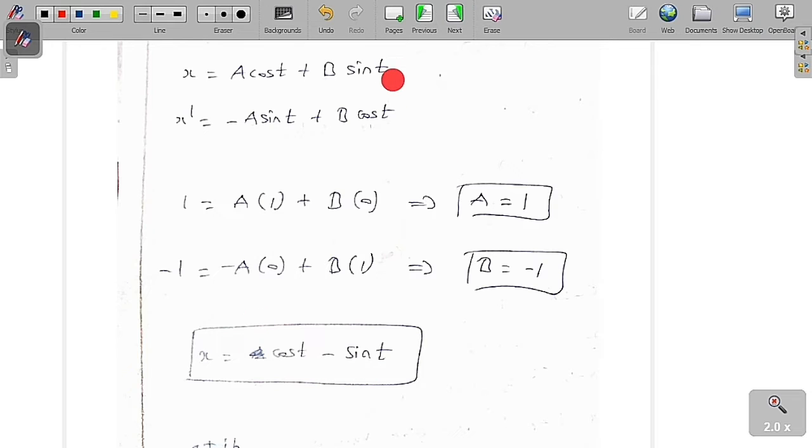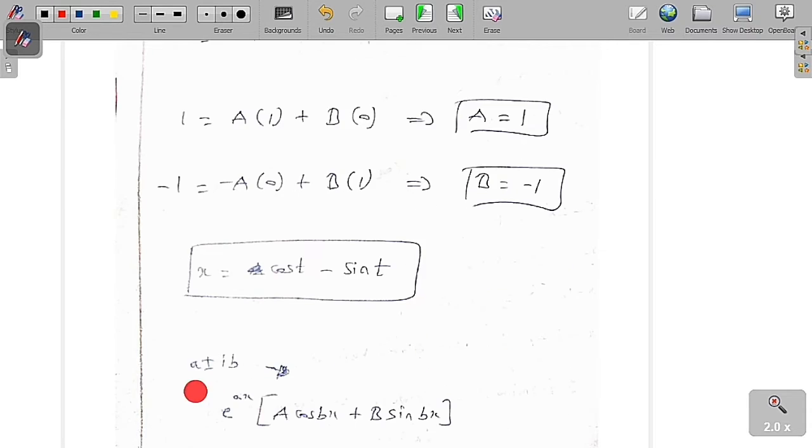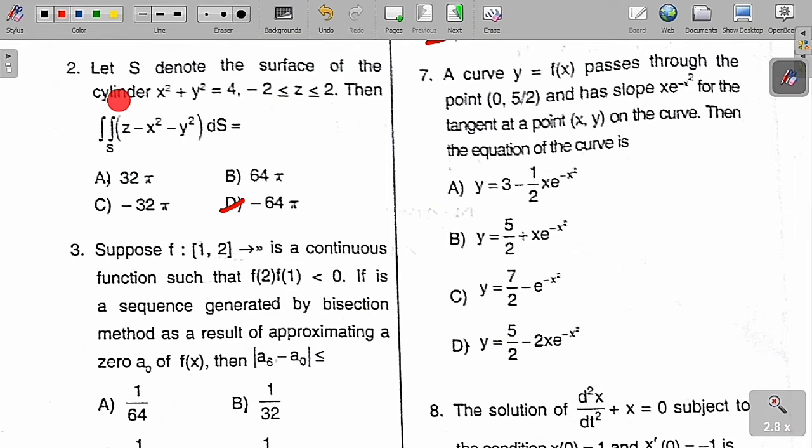So this is called the general solution, but this is called a particular solution for these constraints. So x is equal to cos t minus sin t is the correct solution of this question. As I have already told you, if a plus or minus ib are the roots, then the complementary solution is nothing but e to the power of ax into (A cos bx plus B sin bx). Whenever the differential equation is in the dy by dx format, we are going to get this form, which is equal to y. So now we are going to solve another question.